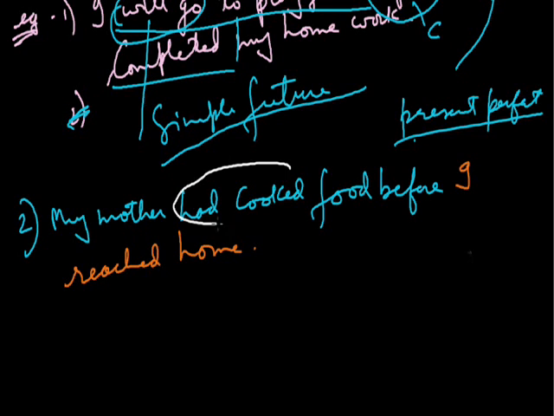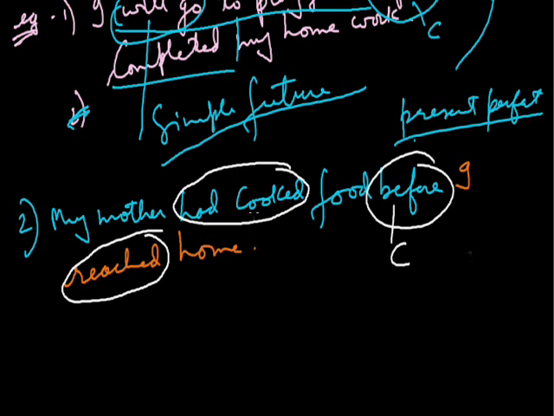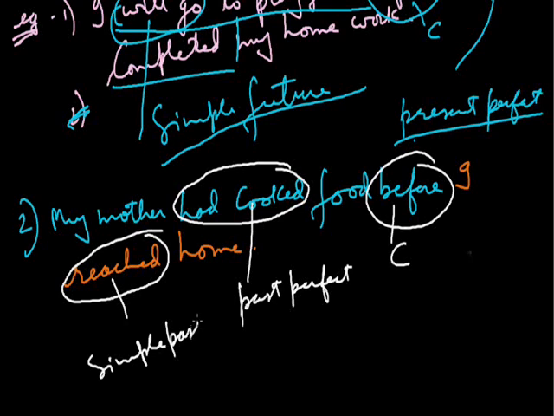Now, had cooked and reached before is a connector. Now, had cooked shows a past perfect form, whereas reached shows a simple past form. This means my mother had cooked food. This action happened earlier than the other action. That means by the time I reached home, the action of my mother having already cooked food occurred. That means my mother had already cooked food by the time I reached home.